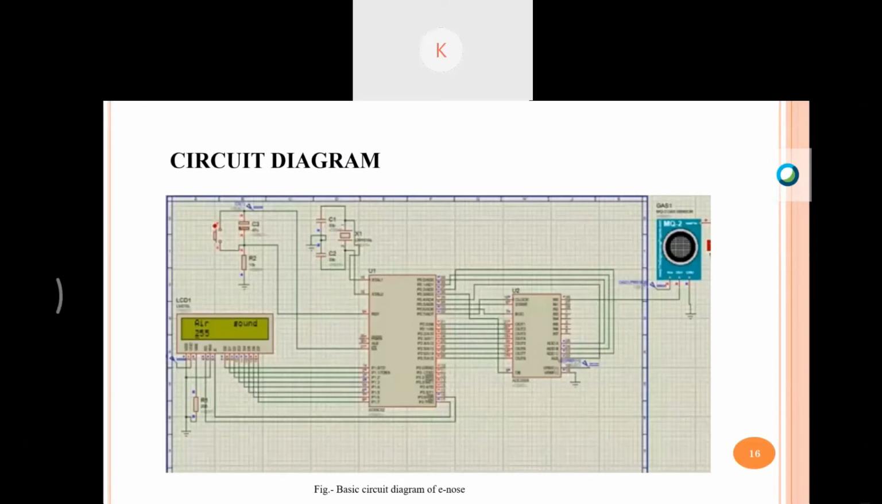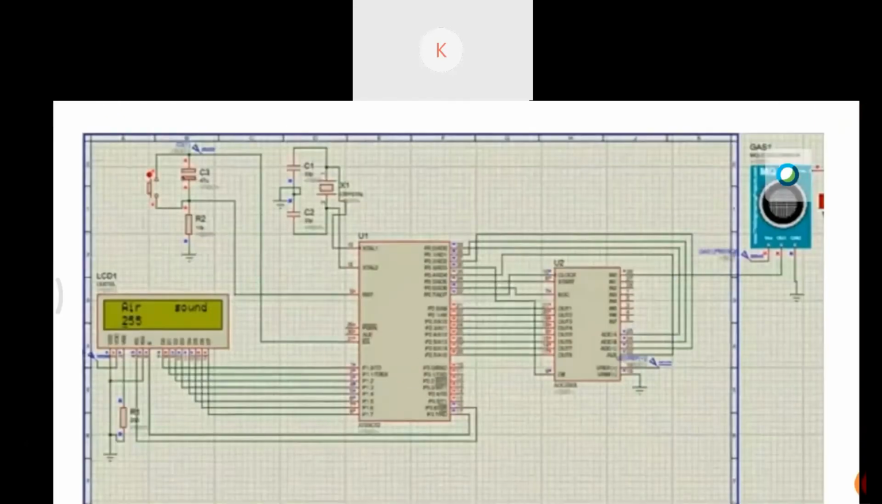So after the block diagram, I would like to explain the circuit diagram. In the circuit diagram, as we can see, the microcontroller is an integrated circuit and all its parts need to be connected manually. Parts are the crystal oscillator and the reset circuit. First of all, we connect our crystal oscillator and the reset circuit. The crystal oscillator is connected to the XTAL1 and XTAL2 pins, and then the reset circuit is connected to the reset pin. Then we have the LCD.